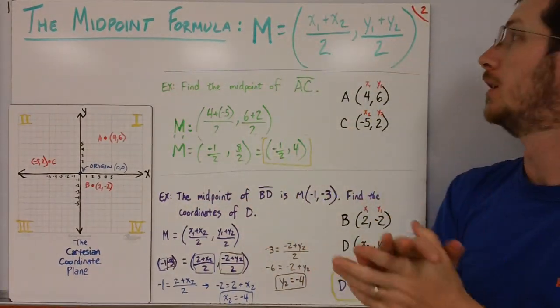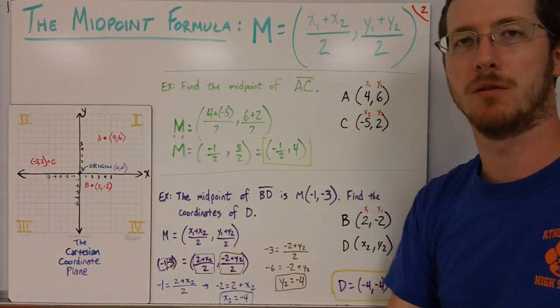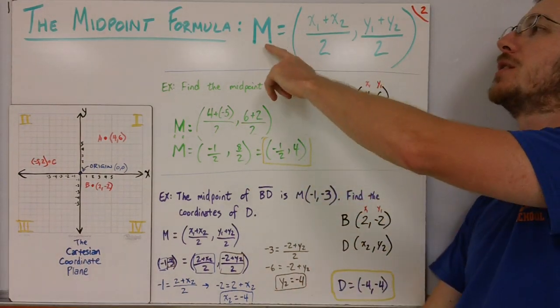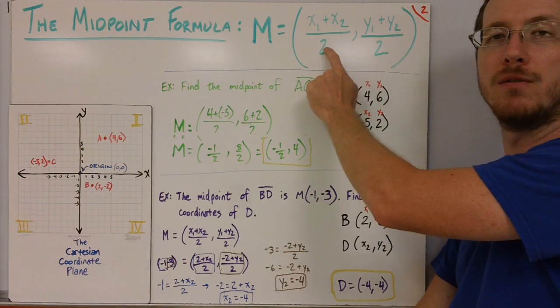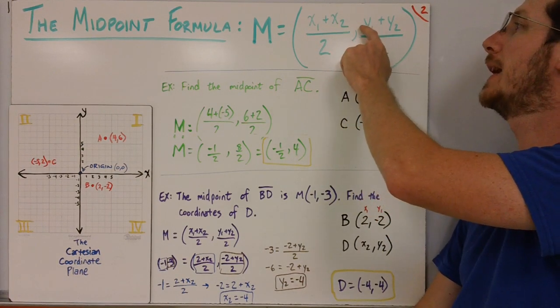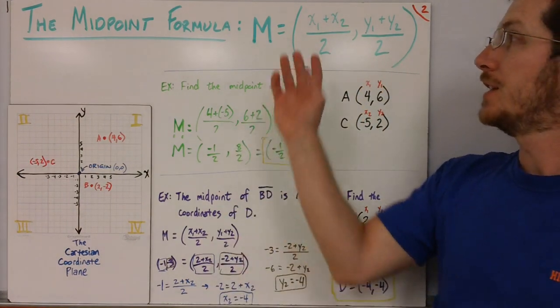Next up, midpoint formula. Sometimes we use a capital M to denote the midpoint, to name it. Here's our formula: M equals (x1 plus x2) divided by 2, comma, (y1 plus y2) over 2. Now this is a little different formula.